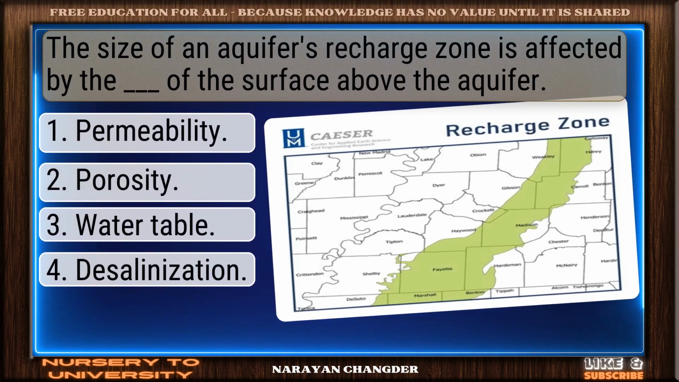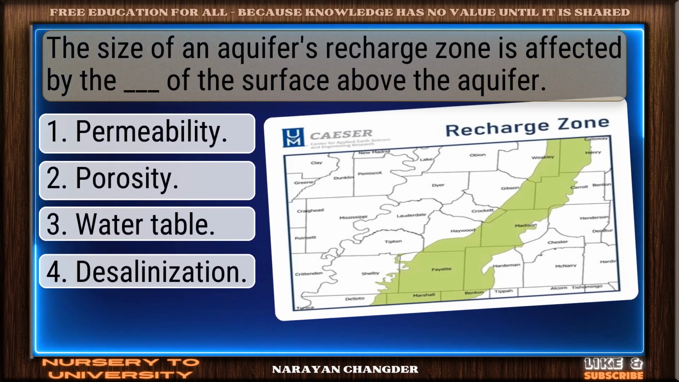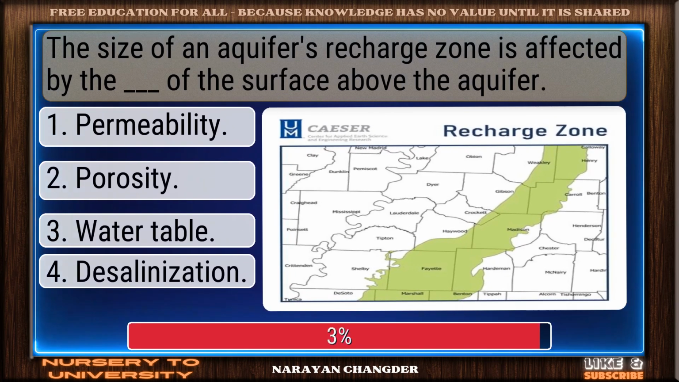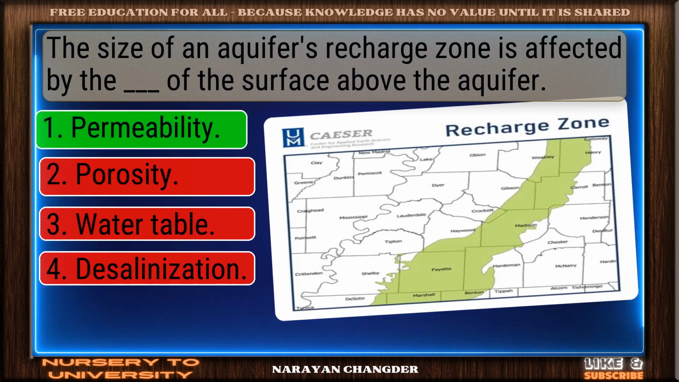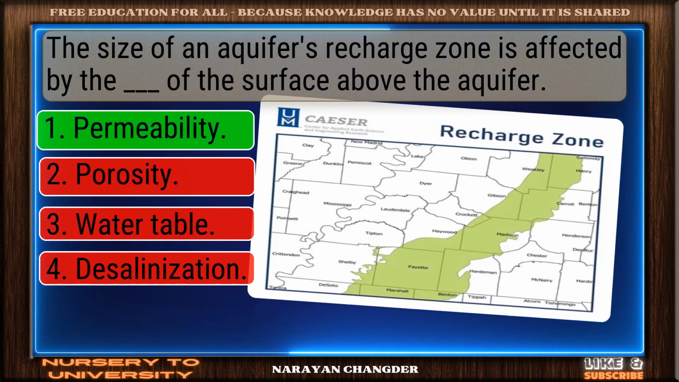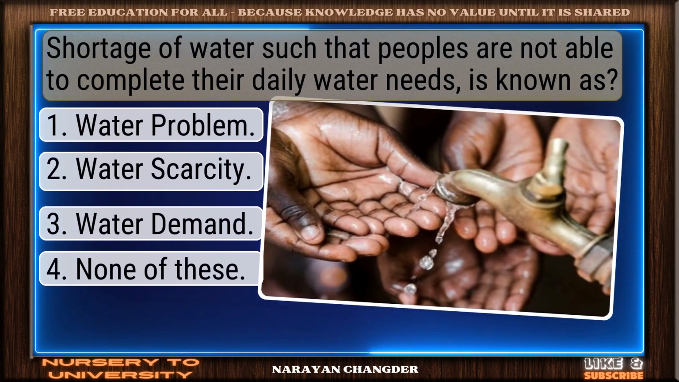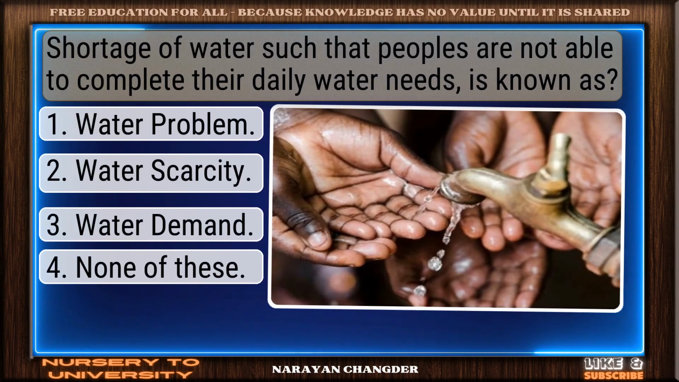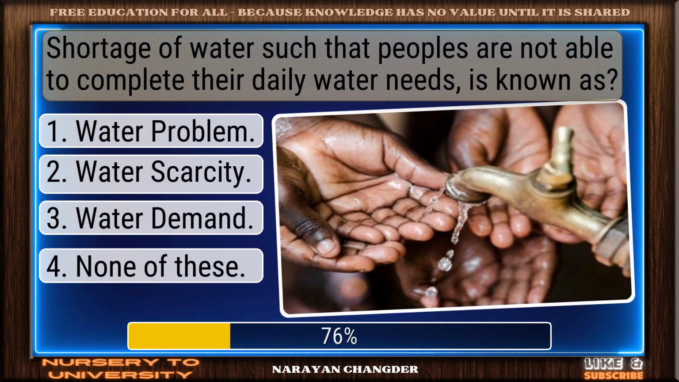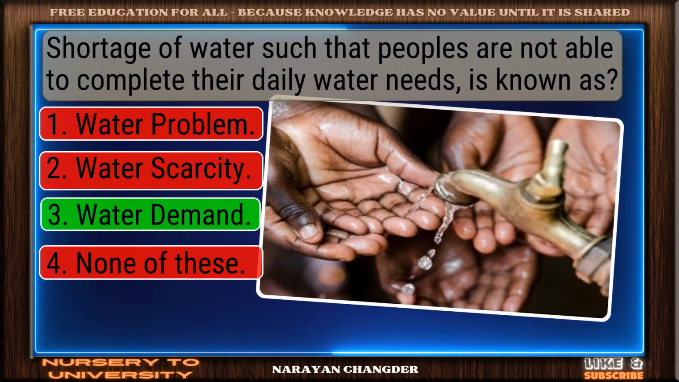The size of an aquifer's recharge zone is affected by the dash of the surface above the aquifer. Well picked. Permeability is correct. Shortage of water such that people are not able to complete their daily water needs is known as... On track. Water demand is correct.